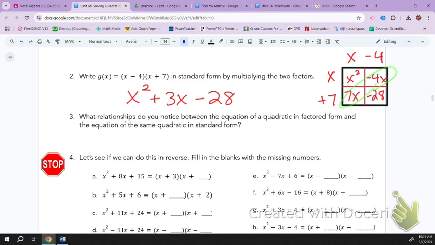Now we're going to start to go backwards. So let's look at number 4. Let's see if we can do this in reverse. Okay, we're going to fill in the blanks with the missing numbers. So we are starting with standard form, and we need to get to factored form.